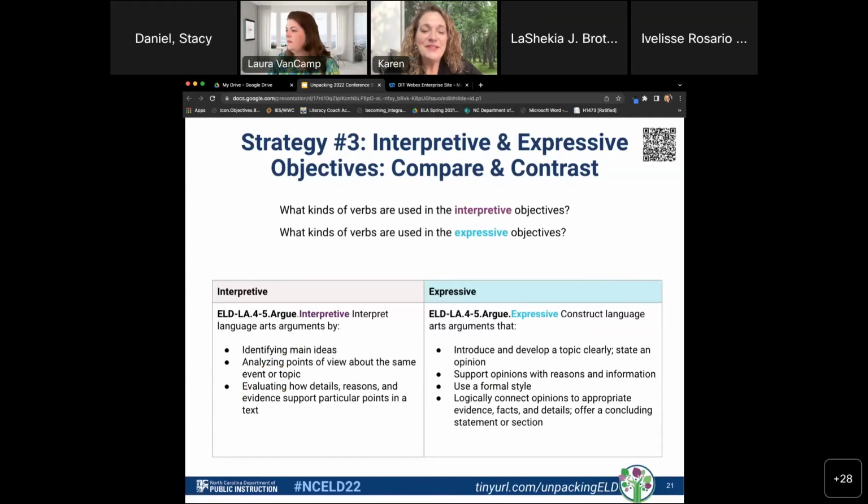All right, we've got this same ELD language arts 4th and 5th grade example for argue, but now we're looking at the expressive side of the objective. They're going to construct language arts arguments that introduce, support, use a formal style, and logically connect opinions. On the interpretive side, they're interpreting language arts, and on the right side in the expressive, they're constructing the language arts. So how are they similar? How are these two similar?